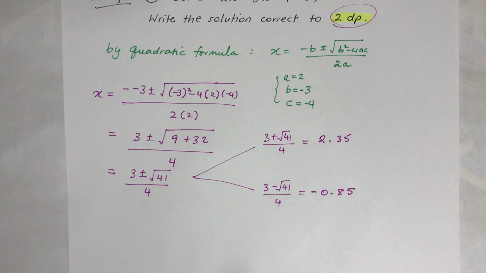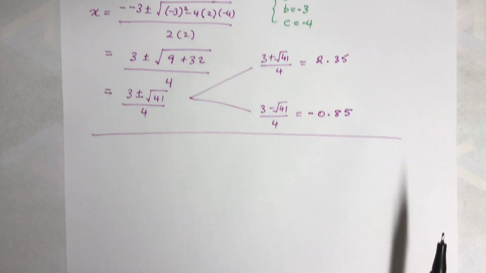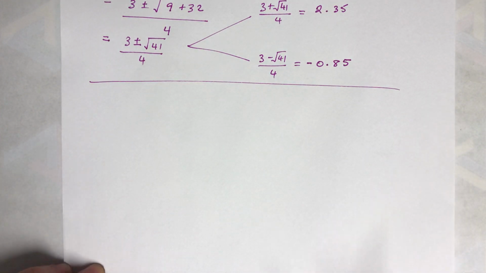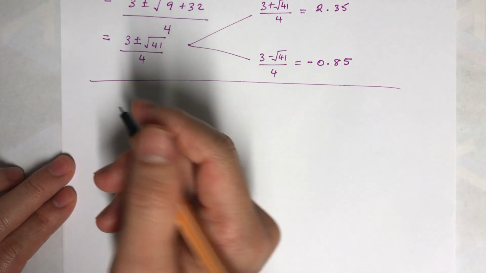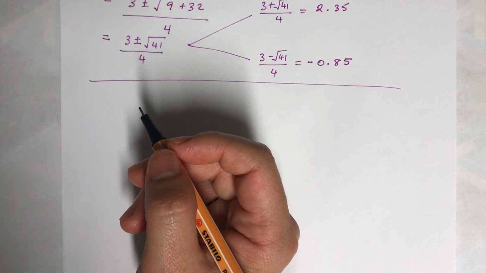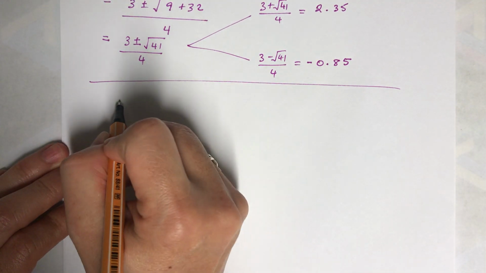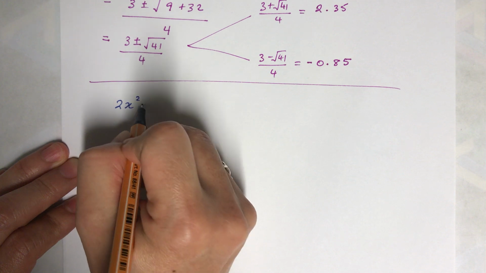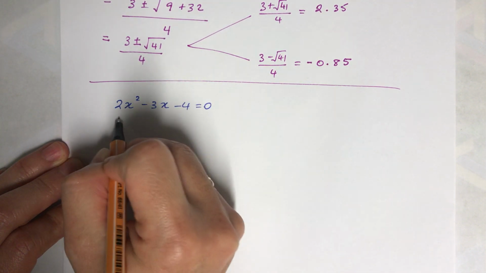Okay, so that's when you use the quadratic formula, but since we're using completing the square, I'm going to do the completing the square here. So let's have a look. First things first, what did I say about completing the square? First thing is 2x squared minus 3x minus 4 equals 0.